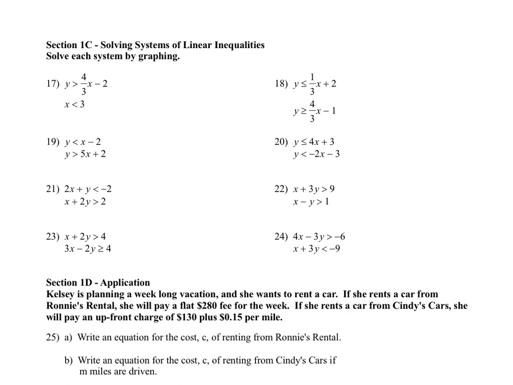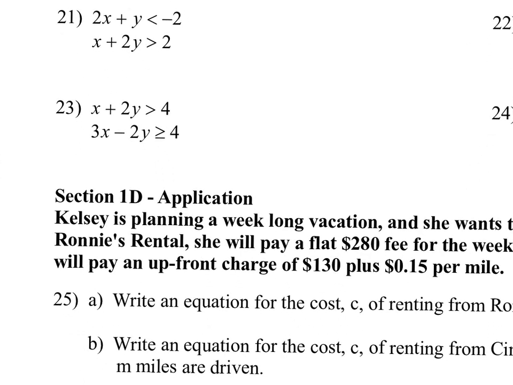Section 1C, solving systems of linear inequalities. Inequalities involve our inequality symbols, and we said that when we have those, we have to consider having a dotted or solid line and also consider where we will shade. So a system implies two different shadings that will occur on the graph, and where the shading overlaps is actually where the solution is.